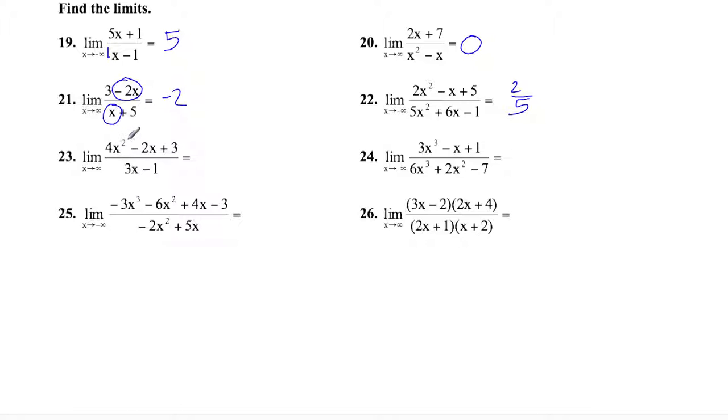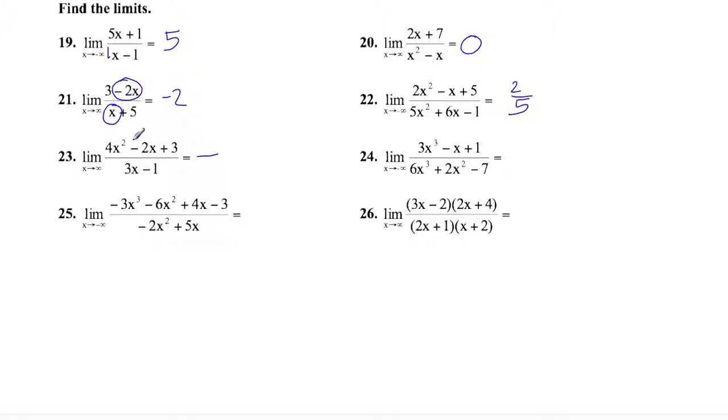Now 23 has a degree in the numerator that's larger than the degree in the denominator. That means that my answer is either going to be positive infinity or negative infinity for the limit. So I have to think about what's actually happening here. Well, if I plug in positive infinity, I get a really large positive number. So let's think about some value here. What's a number that's close to infinity? Maybe a billion or a trillion? Well, if I plug in, let's say, a billion, I get a billion squared, and then I multiply that by 4. That's a really large positive value.